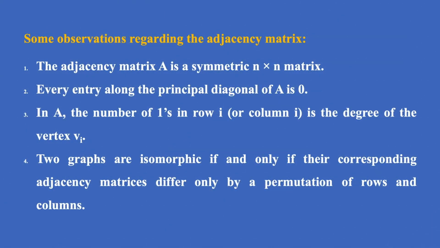Some observations regarding the adjacency matrix are: the adjacency matrix A is a symmetric n by n matrix. Second, every entry along the principal diagonal of A is 0. Third, in A the number of ones in row i or in column i is the degree of the vertex Vi. And fourth, two graphs are isomorphic if and only if their corresponding adjacency matrices differ only by a permutation of rows and columns.